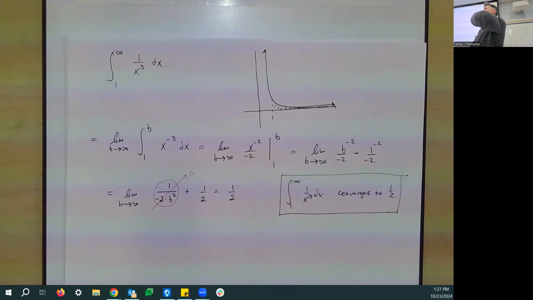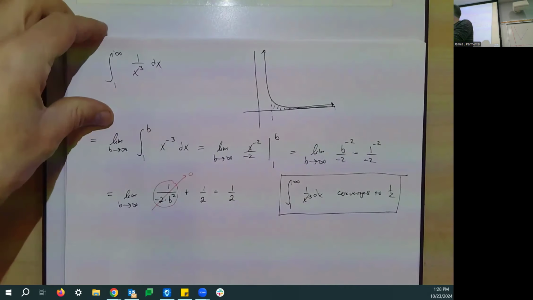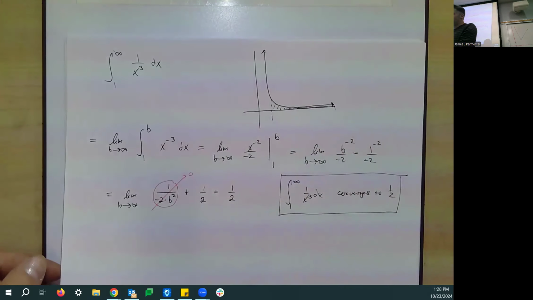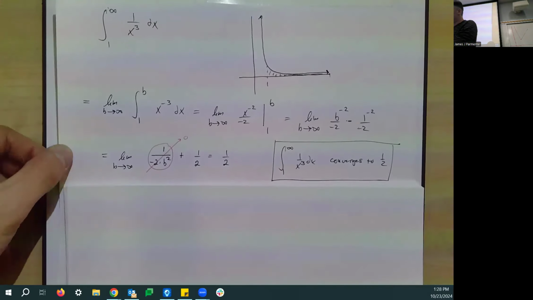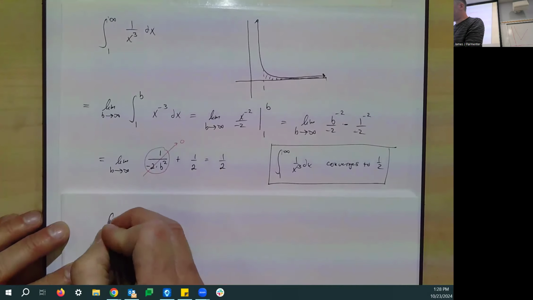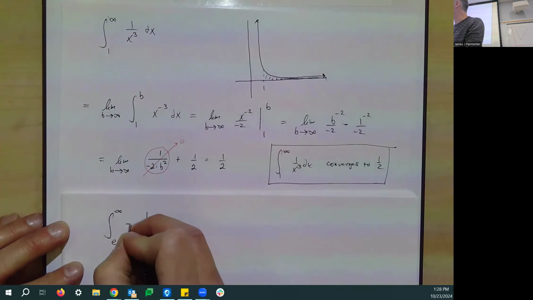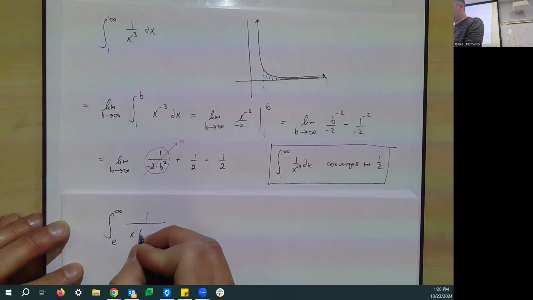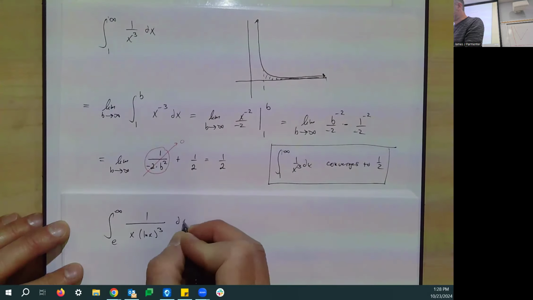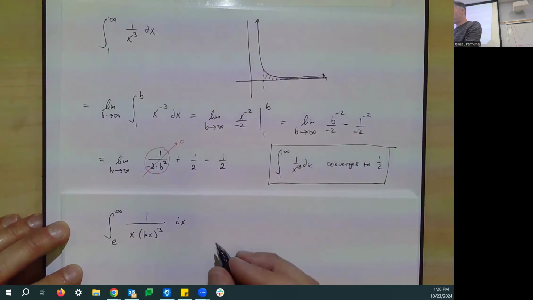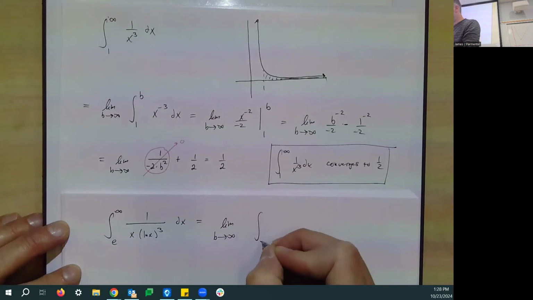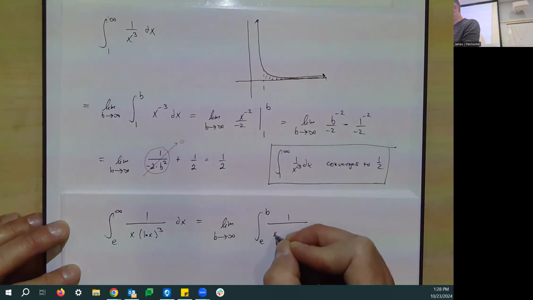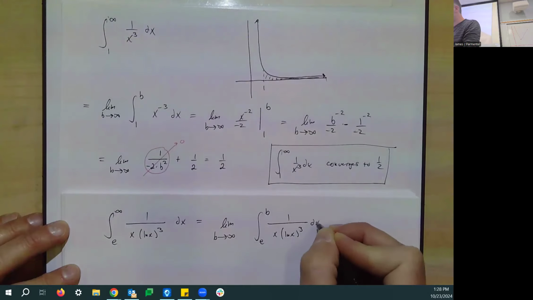Cool. That one, we're close. Let's look at the integral from e to infinity of x over the natural log of x cubed. I could write that here, but I don't want to squeeze it in, so I'll just do it over here. The integral from e to infinity of 1 over x times the natural log of x cubed. Okay, so I'm still going to start off the usual first step by writing it as the limit as b approaches infinity of the integral from e to b of 1 over x times natural log of x cubed dx.